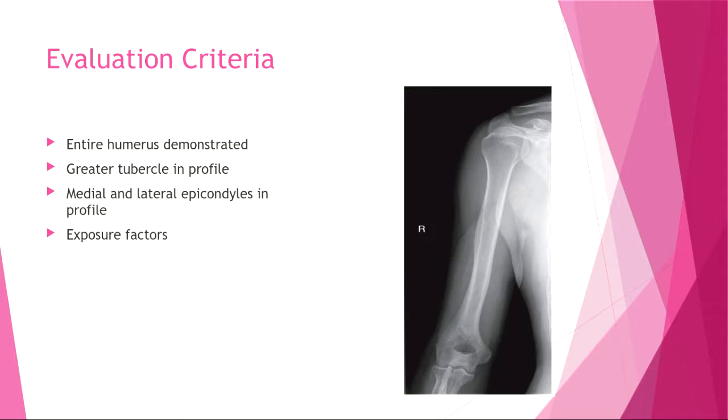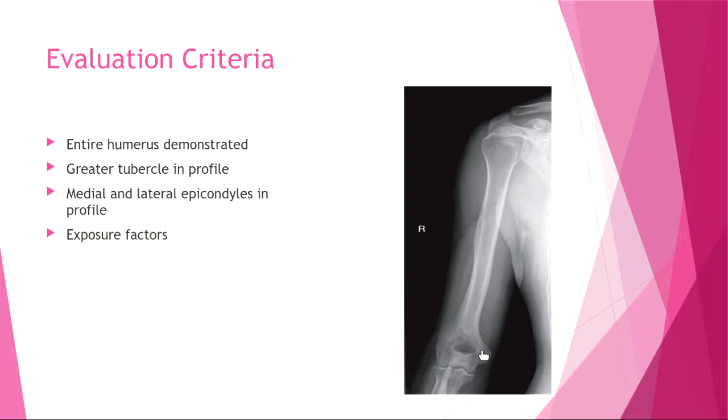When we do this, whether we do it upright or supine, as far as the evaluation criteria, you have to demonstrate the entire humerus, including the shoulder joint and the elbow joint. The greater tubercle is in profile, which is here. The medial and lateral epicondyles are in profile.